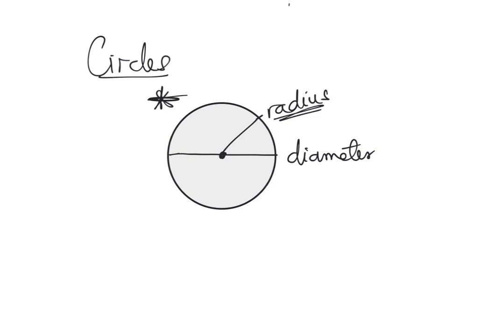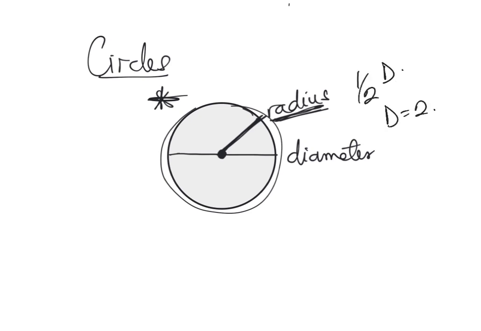Let's talk about circles. So this is a circle. We know what the radius is: from the center of the circle to any point on the circumference of the circle, basically. Of course, the radius and the diameter have a relationship. The radius is basically one half the diameter, or you can think of the diameter as two times the radius, right?